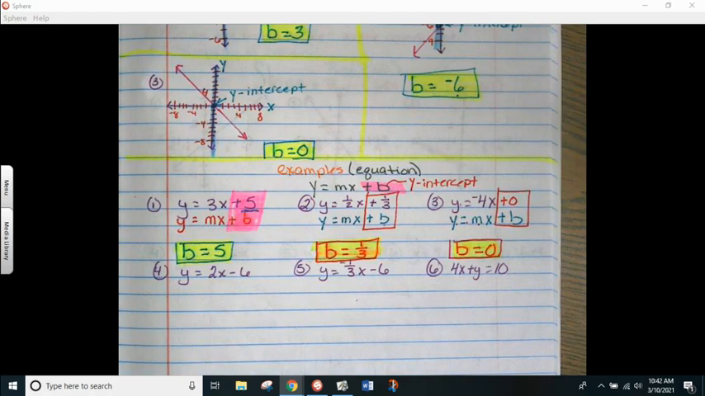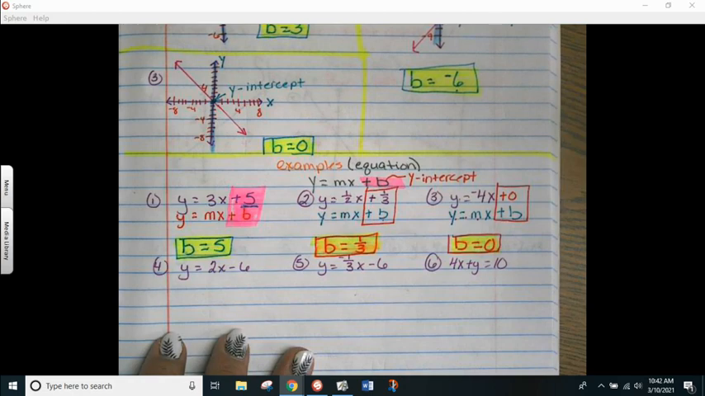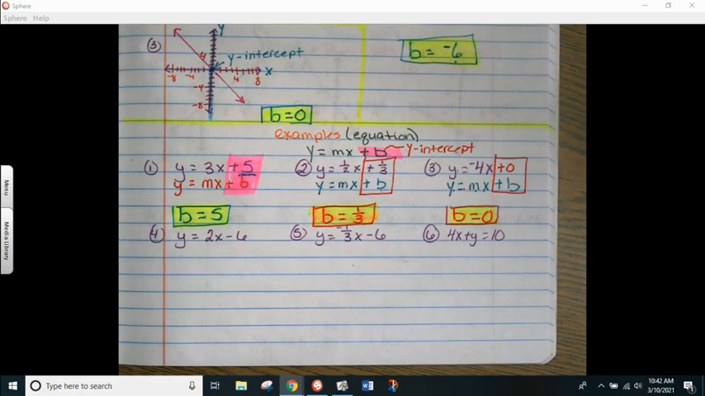All right, let us try the bottom ones. Okay, the bottom ones look a little different. So we're going to have to manipulate these for sure. Let me show you why. So I'm going to write the equation.